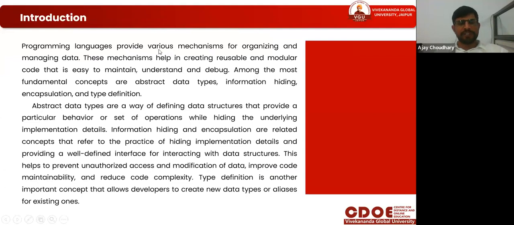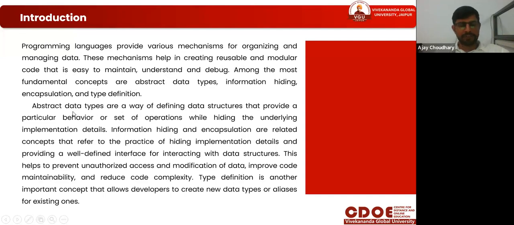Programming languages provide various mechanisms for organizing and managing data. These mechanisms help in creating reusable code. Reusable means that when we write the same code in another location or another subprogram, we need to define all these parameters again. So we need modular code that is easy to maintain, understand, and debug. Among the most fundamental concepts are abstract data types, information hiding, encapsulation, and type definition.